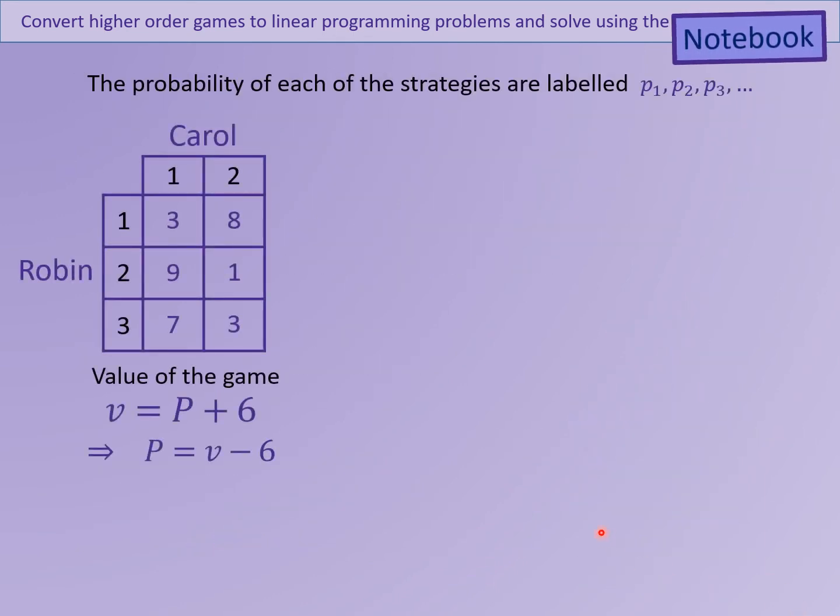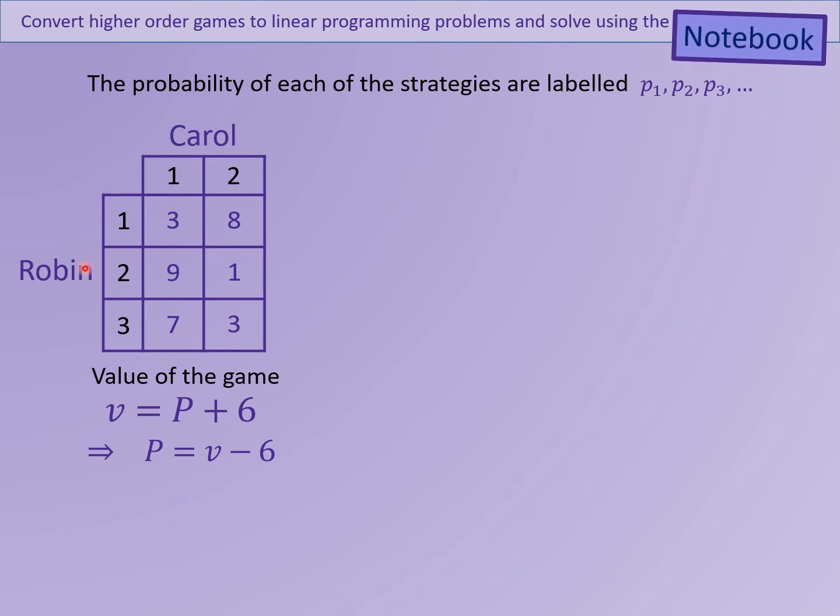All right, so what we've got so far is this situation. We know that Robin can play strategies 1, 2, and 3. We also know the value of the game is P equals V minus 6. We talked about that a minute ago. The value of the game is P plus 6. So how can we work it out? Well, normally we'd be doing P, Q, 1 minus P, 1 minus P minus Q.